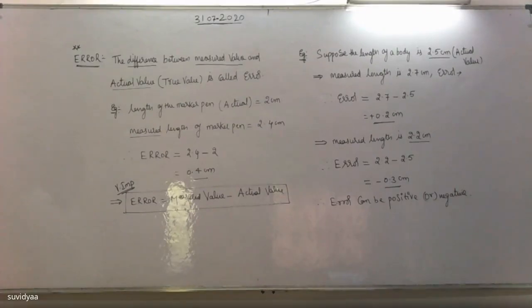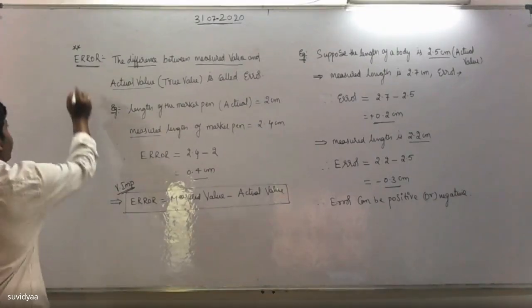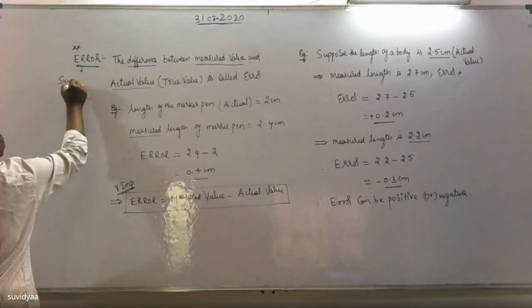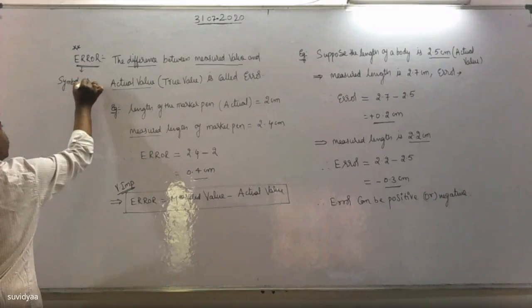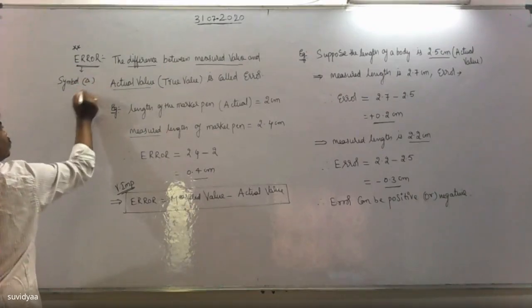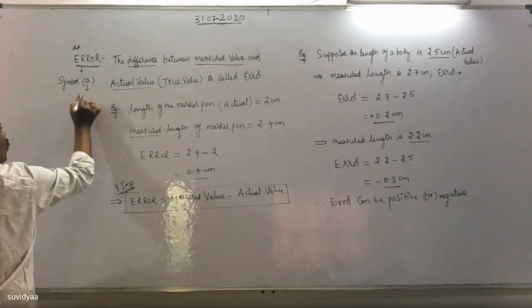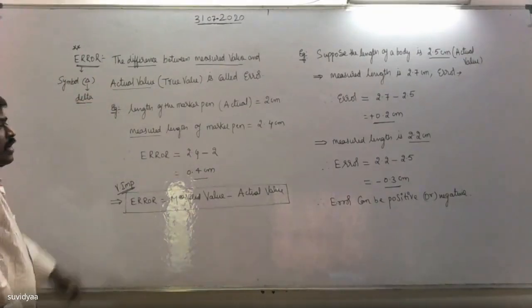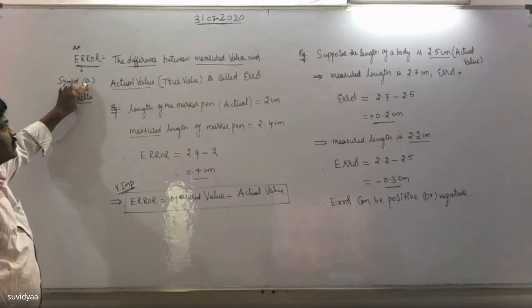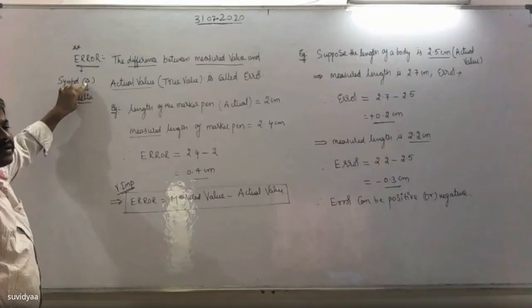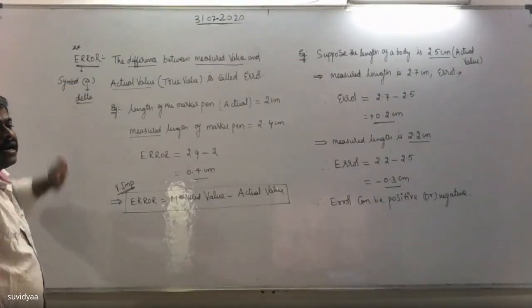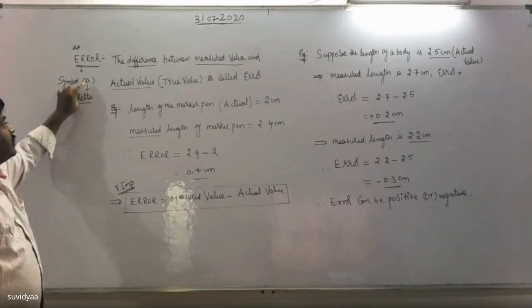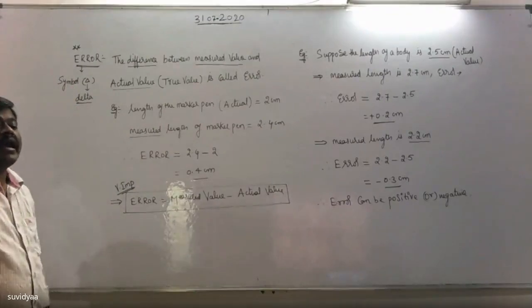Next. Symbol for error. Remember. What is the symbol for error? It is represented by this. This is called delta. Remember, error symbol is this. What we have to speak? Delta. This is the symbol for error.